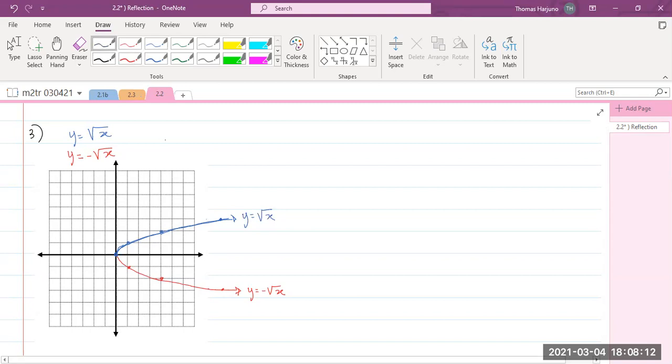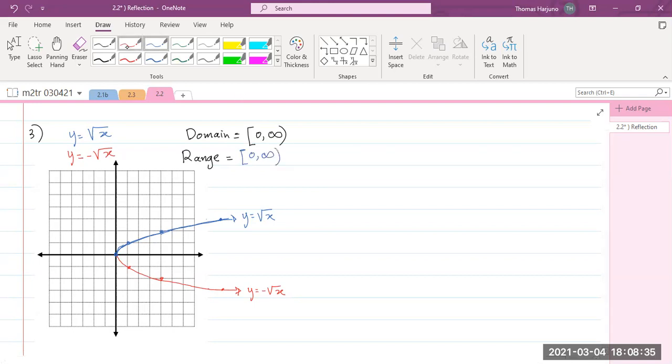Now in both cases, the domain is from 0 to infinity, not all real numbers. The range depends on which one you look at. Let me play with the color. The range will be 0 to infinity for the blue branch. It will be negative infinity to 0 for the red branch.